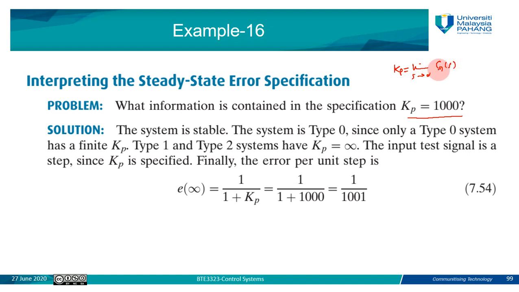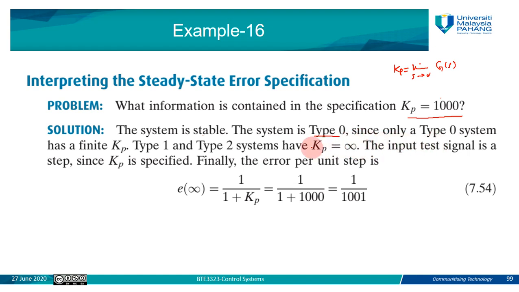So if I have Kp with a constant value, that means my system is type 0. Why system type 0? Because I do not have any s in the denominator of the transfer function. If there is no s in the denominator, that means Kp will give you a constant value. Okay, so our system is stable, and the system is type 0. What else?